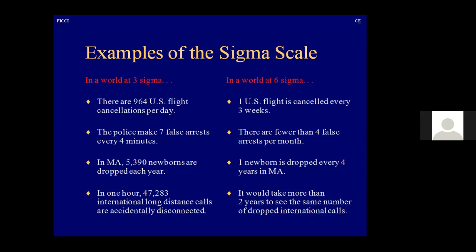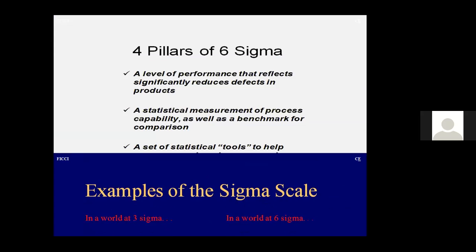When we employ the Six Sigma quality level, it would take more than 2 years to see the same number of drops. These examples are just showing a world of 3 sigma, this is the quality level, and drastically, exponentially, there is an improvement in the quality when the world works at 6 sigma. Even if you take these examples as hypothetical, they're nice enough to show the emphasis, they're nice enough to emphasize the beauty of sigma.